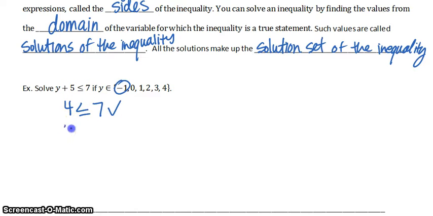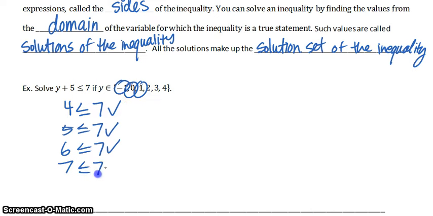0 plus 5 is 5, and 5 is less than or equal to 7. That's true, so 0 is one of our answers. 1 in for y, 1 plus 5 is 6, and 6 is less than or equal to 7, so 1 is one of our answers. And then we have 2. 2 plus 5 is 7. 7 is less than or equal to 7. Yes, that's true, because it's also equal to.